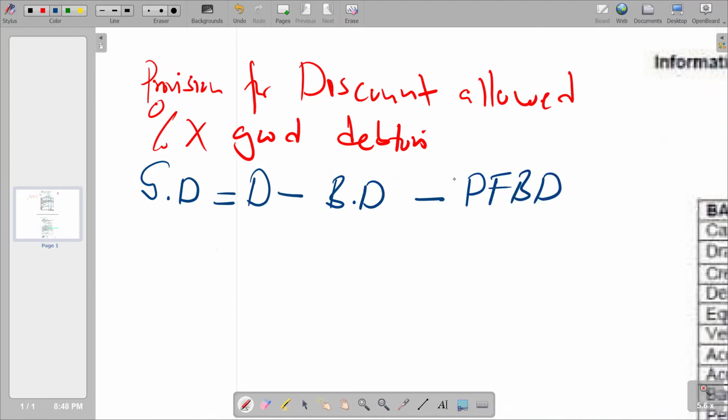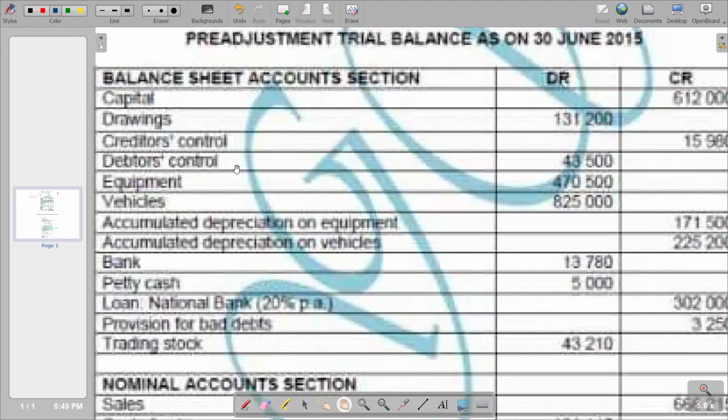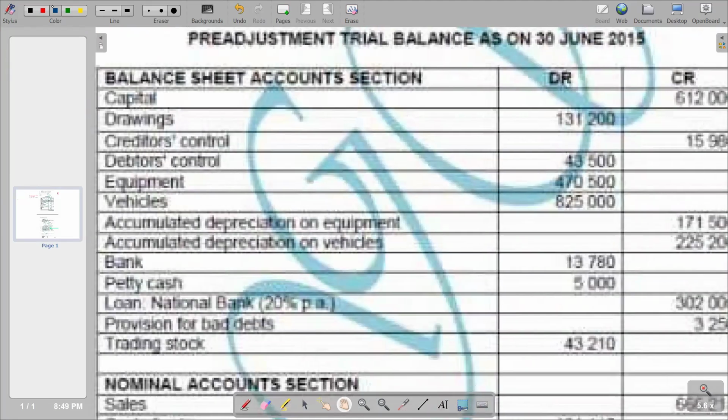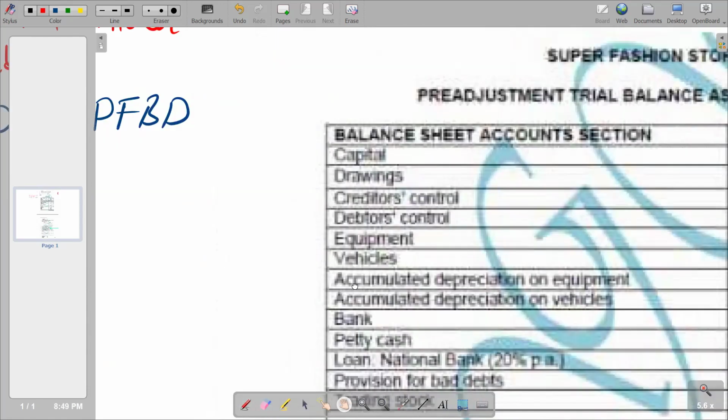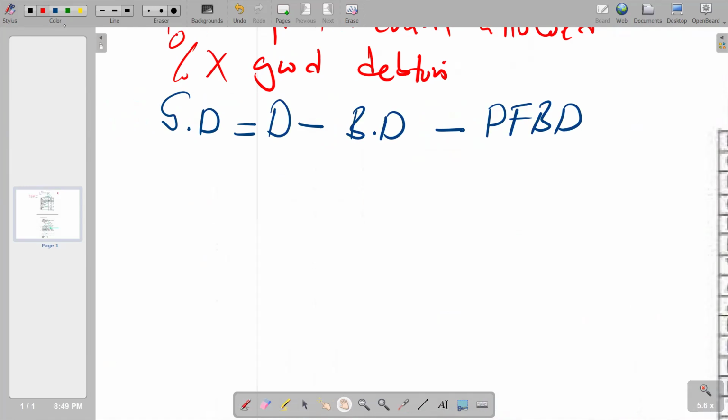In this case, we already have the figure for debtors. We have it here. Remember, this is our debtors control. So this is the figure for debtors that we have, which is 43,500. So we are able to say 43,500, we already have it.